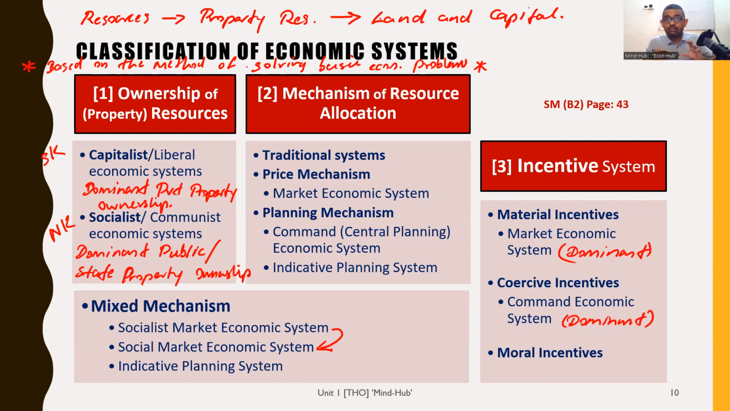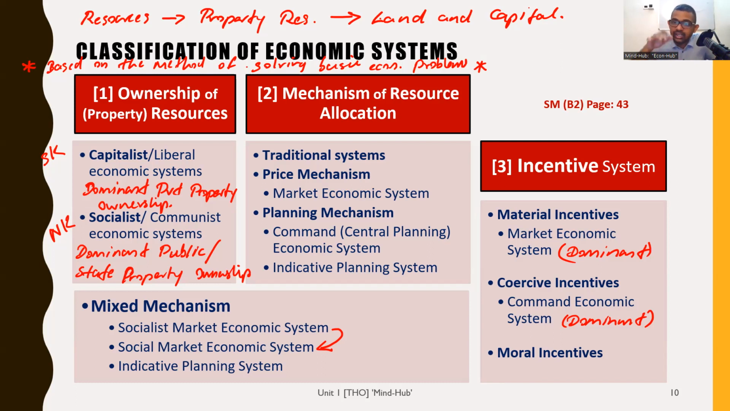There, what are the taboo words, the words we should never use in that question? Capitalist, socialist. Don't use those words. We say market economic system, command economic system, traditional economic system. Those three. Even indicative planning is not required. Mixed is also not wrong to write, but don't write it. Three things: traditional, market, command economic system. That middle column is the main thing that is tested.